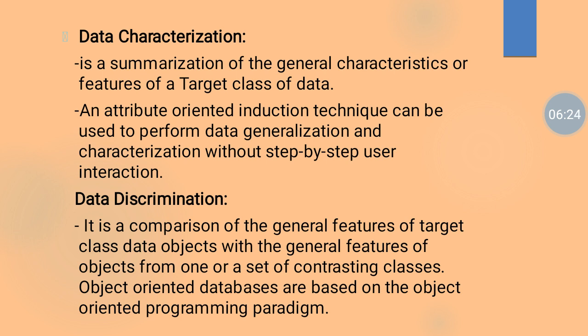Object oriented databases are based on the object oriented programming paradigm. Here data discrimination is fully based on objects. So what is an object? Each entity is considered an object. What are the contents of an object? A set of variables, a set of messages, and a set of methods. That means each object can be associated with a set of variables, messages, and methods. And finally, each object is an instance of its class.